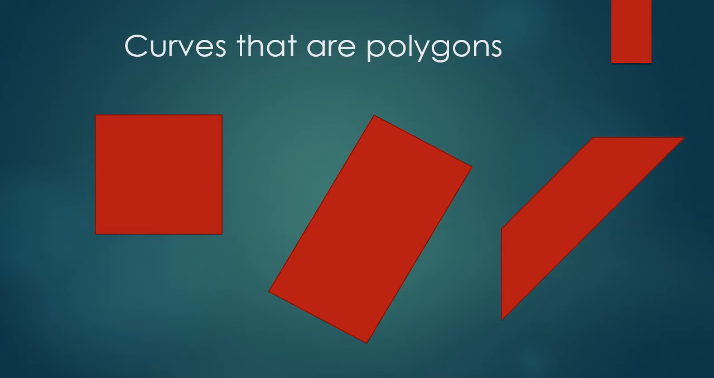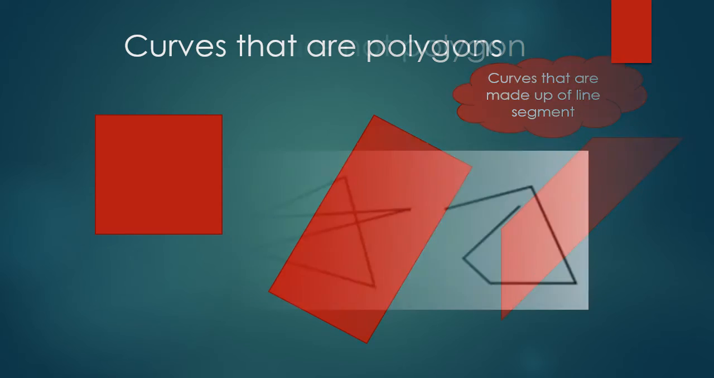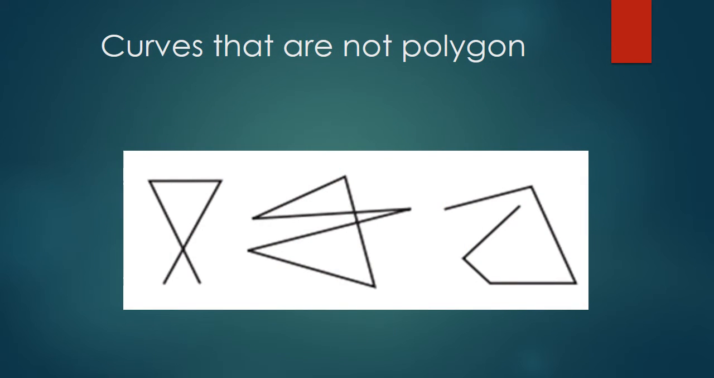Next, here you can observe this is called a square, rectangle, trapezium. So all these will come under curves that are polygons. So we already know what a polygon is. A polygon is nothing but a figure made out of line segments and it is a closed figure. So you see here the figures are not polygons. Why they are not called polygons is that the figures are not closed. It's not a complete curve here.